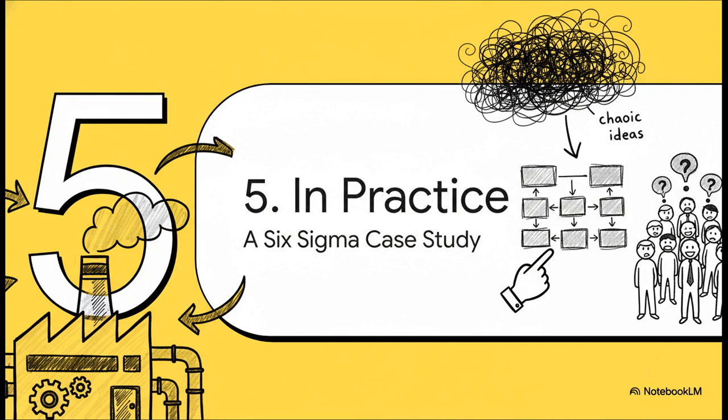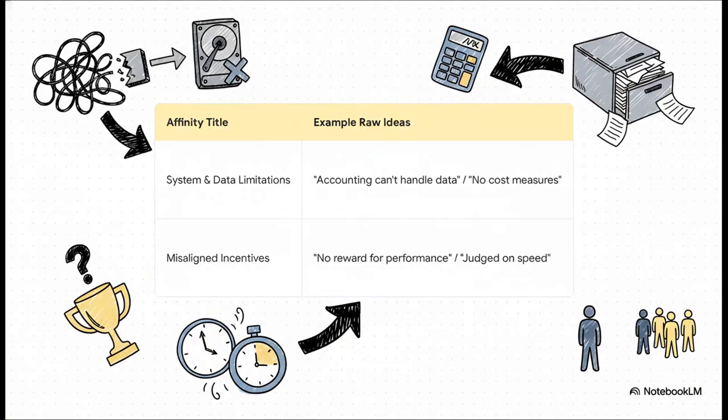They use an affinity diagram to capture and organize all of those worries. And this shows the process perfectly. Just look at the raw ideas. Our accounting systems can't handle data in a process-centric way. That sounds pretty technical. No way to get cost measures is a specific complaint. By themselves, they're just problems. But when the team groups them together, a powerful theme emerges: system and data limitations.